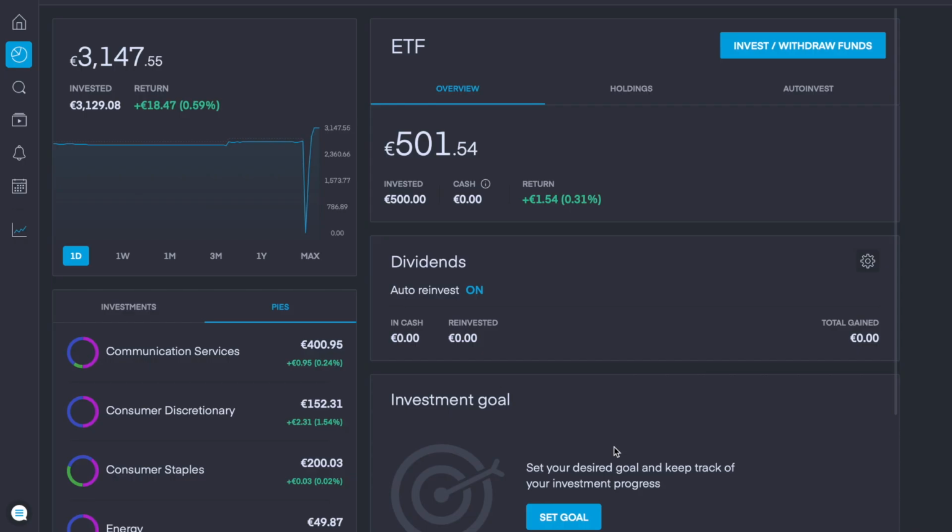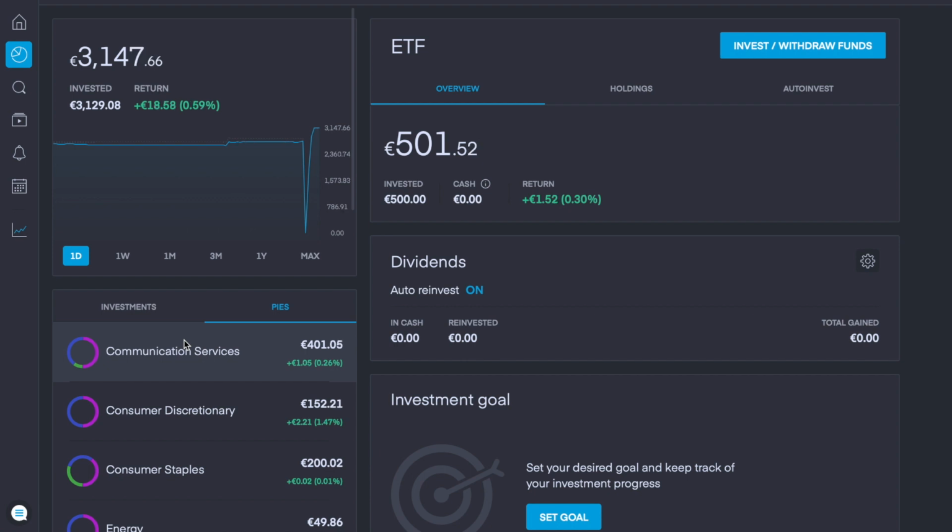So since the last video, we've changed an awful lot in terms of the way I have these pies laid out. As you can see up the top here, we currently have €3,147 in the portfolio. And as I said, I've added in €500 earlier today. Now I'm after dividing up the pies a lot more. So you can see here I have a pie per sector.